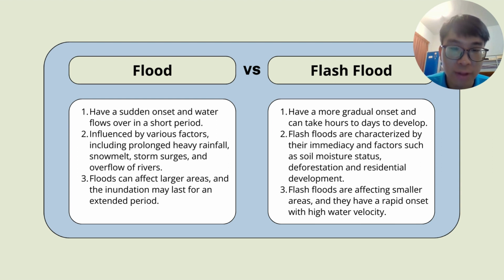And floods have a more gradual onset and can take hours to days to develop. Flash floods are characterized by their immediacy and factors such as soil moisture status, deforestation, and residential development. Flash floods affect smaller areas and they have a rapid onset with high water velocity.